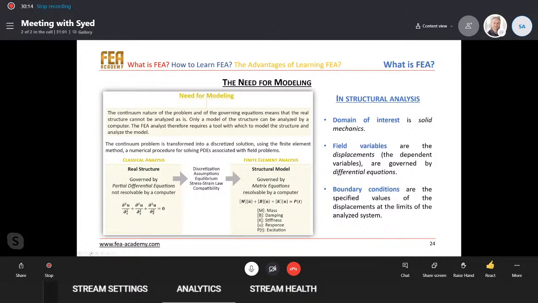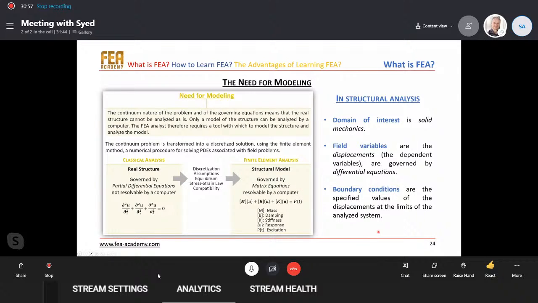So the continuum problem is transformed into a discretized solution using the finite element method, a numerical procedure for solving partial differential equations associated with field problems. So the classical problem is a real structure governed by partial differential equations, not resolvable by a computer. By doing discretization, assumptions, equilibrium, stress-strain law, and compatibility, we obtain a finite element analysis and a structural model, which is governed by matrix equations. And the matrix equations are resolvable by a computer.